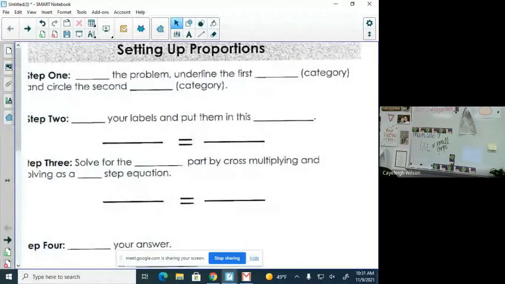All right. So it was obvious yesterday that we're having trouble with proportions and setting them up. And that worksheet that we did yesterday didn't give us a whole lot of practice. Okay, so today we're going to practice these some more.